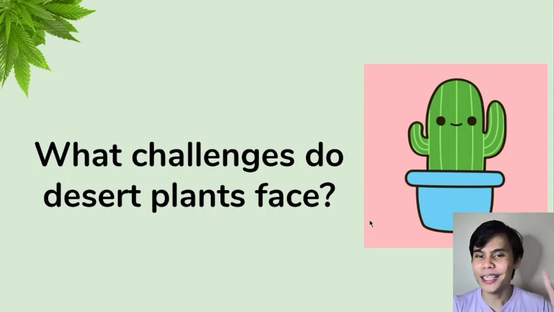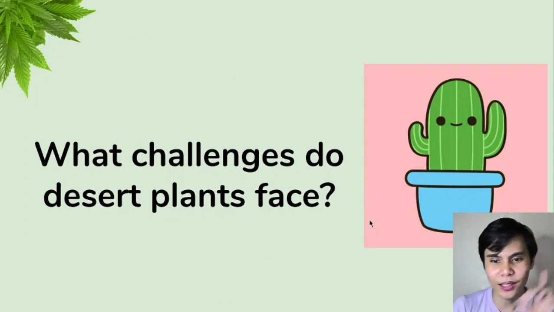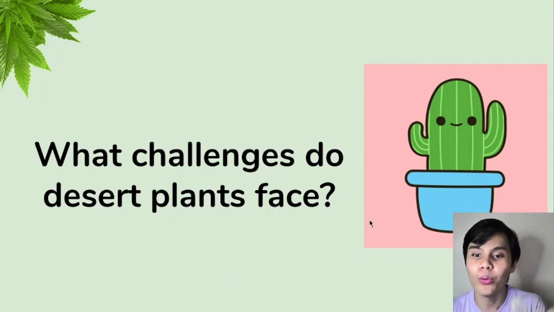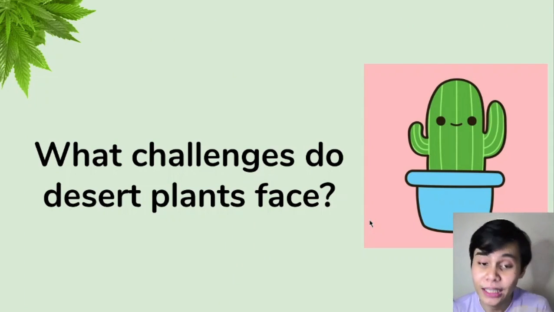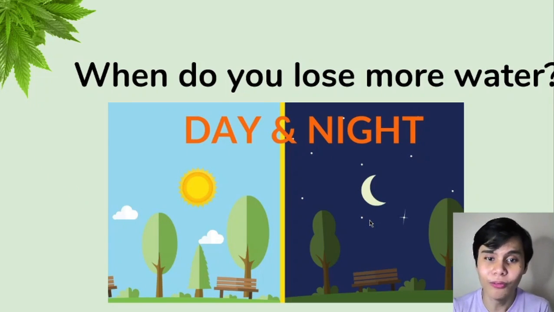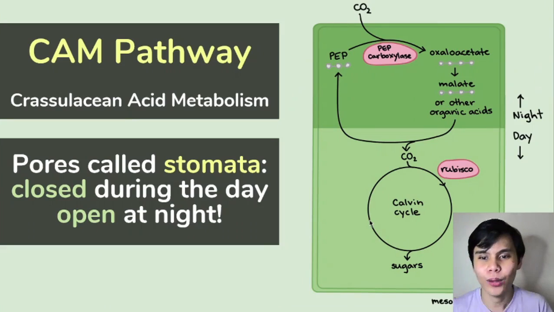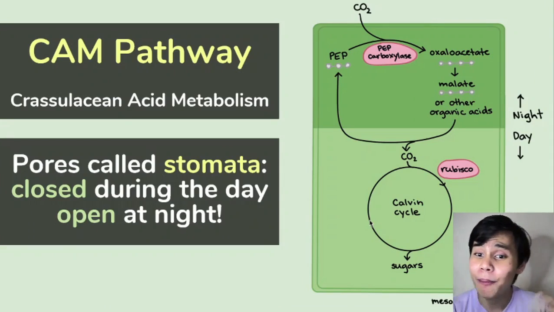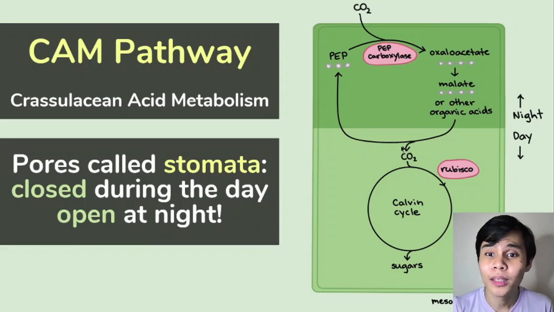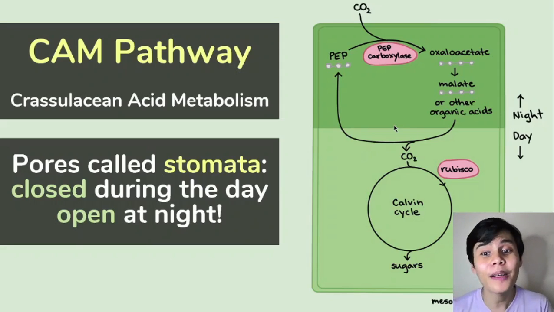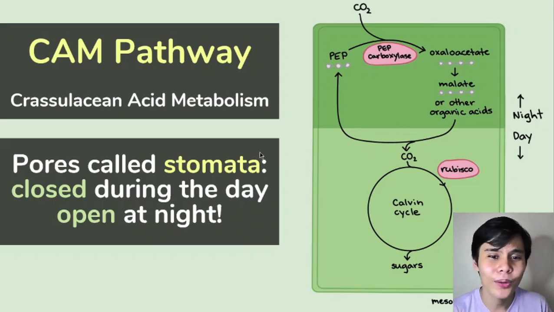So going to the extremes, we have the desert plants. The challenges they face include a low amount of water and high temperature, so they need a special kind of photosynthetic pathway. Normally you need more water during the day. So what they do is what we call the CAM pathway. It stands for the crassulacean acid metabolism pathway. Basically, instead of separating the processes by different cells, it separates the processes by time. So it's separated by night and day.